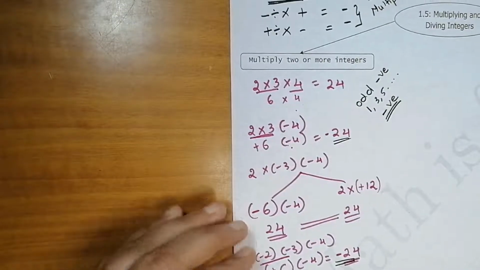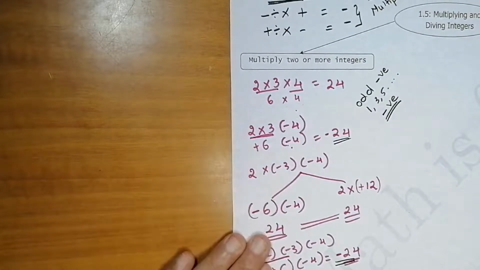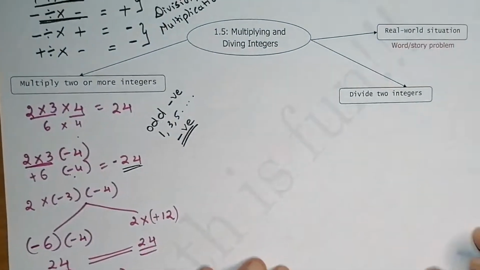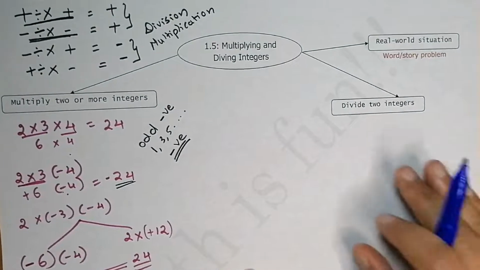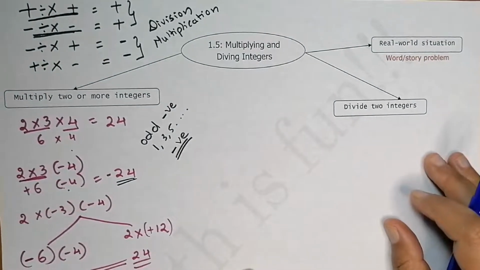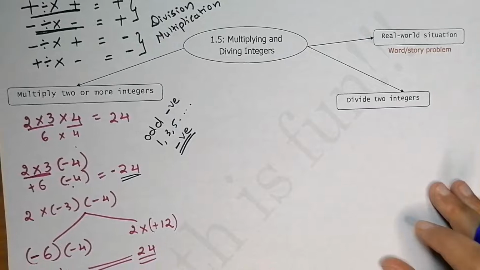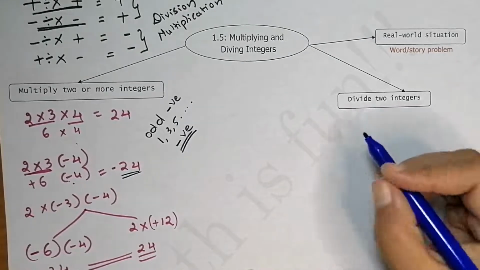Okay, so this is multiplying 2 or more integers. Now we come to dividing 2 integers. In case of division, it's just 2 integers. You don't have more than 2. So let's understand this again with the example.